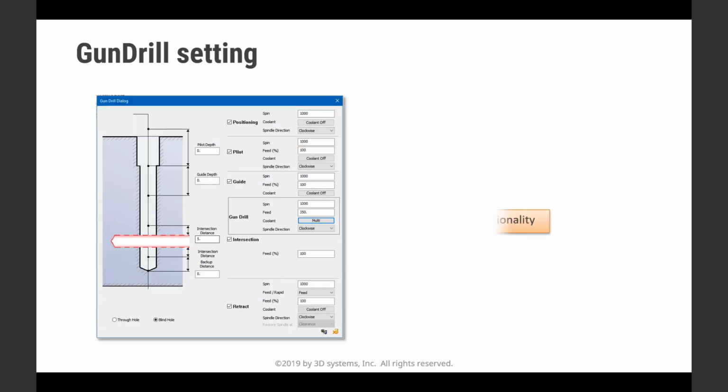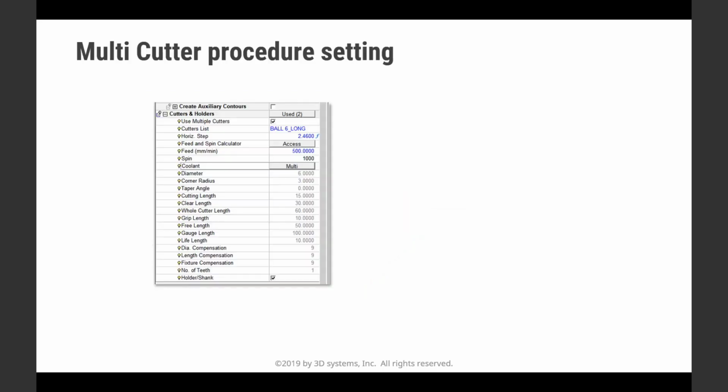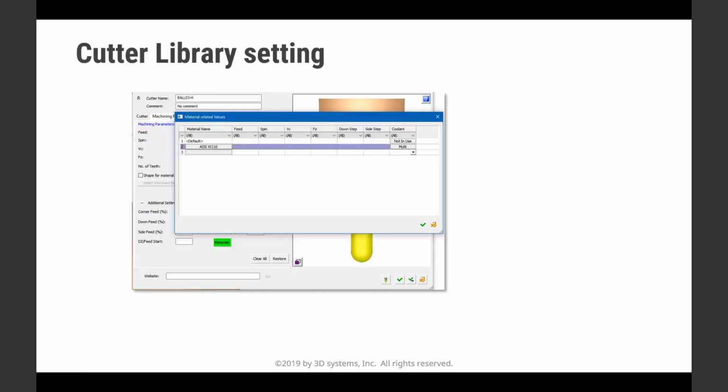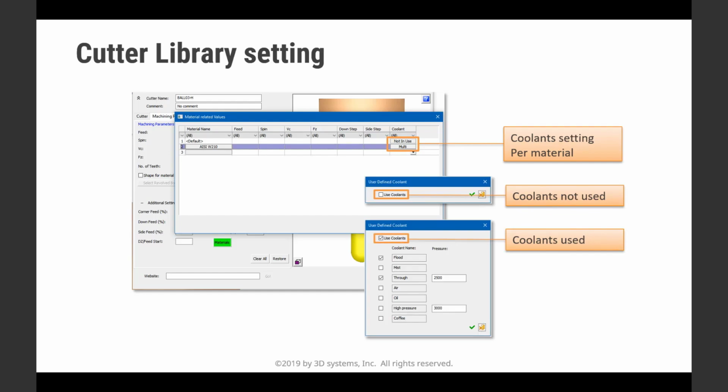In gun drill, it is exactly the same thing. If the option is selected for multiple, then we have the same coolant selection dialog. Same goes for multi-cutter. Again, the same coolant selection dialog. Even in the cutter library, where we can set the coolants per tool per material, we can either use the old default values or use the new multiple coolant option with the same dialog.